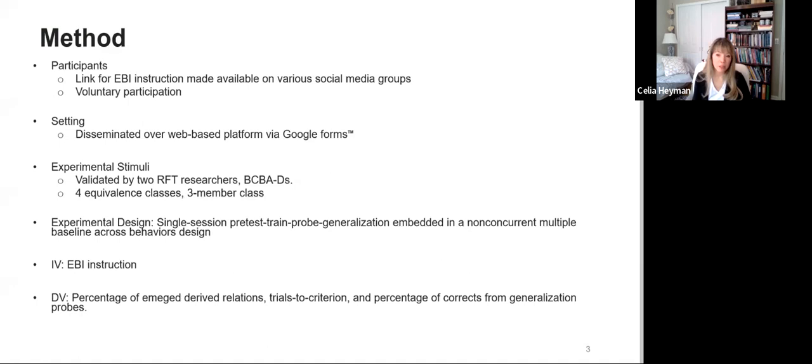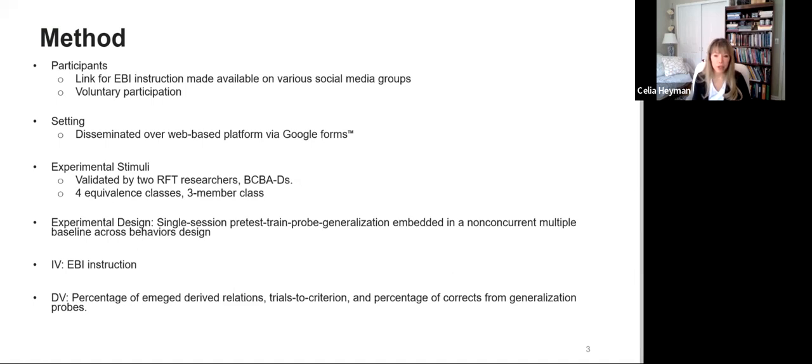We recruited participants by providing a link for the EBI instruction on various social media platforms. Participation was voluntary, and all the names were de-identified by Google Forms. The experimental stimuli consisted of 4 equivalence classes, each a 3-member class, and were validated by several RFT researchers who are doctoral-level board-certified behavior analysts. The equivalence classes or concepts that we taught were coordination, hierarchical, comparison, and the causal frame.